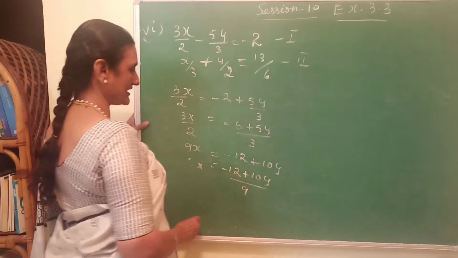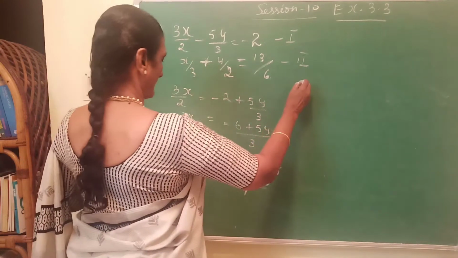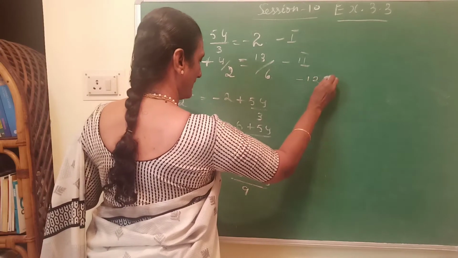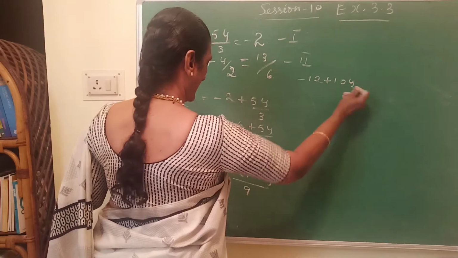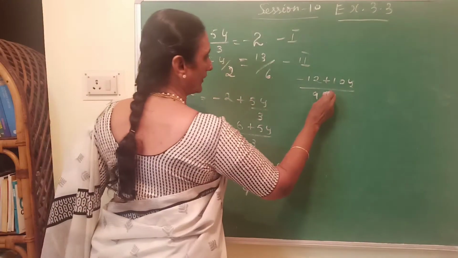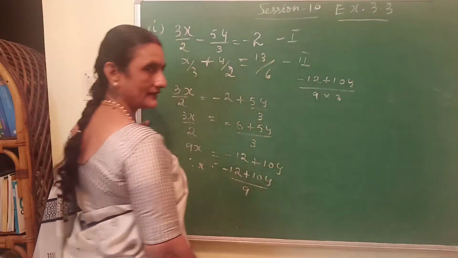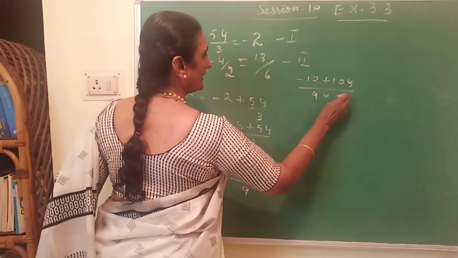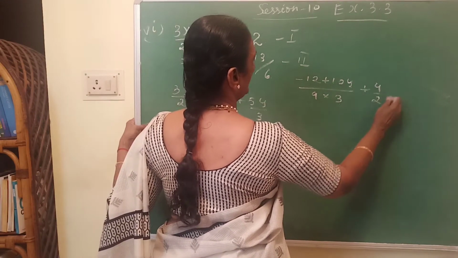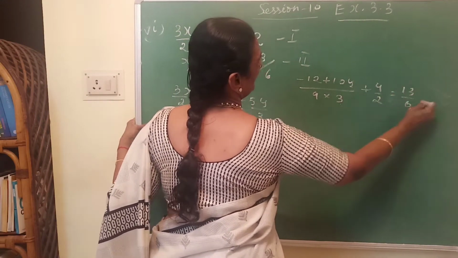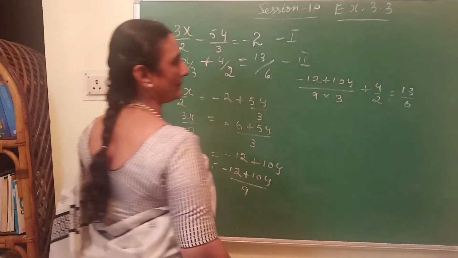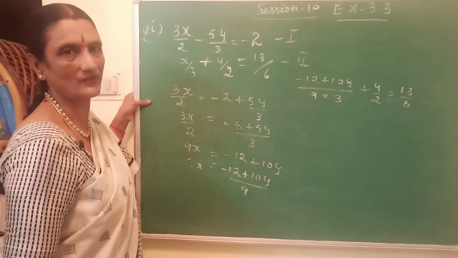So if you substitute, I get now x by 3, so minus 12 plus 10y by 9 and by 3. So we will get one more 3 here. Is that clear to you? So this 3 can be clearly written like this, and then plus y by 2 is equal to 13 by 6. This you can call equation 3, or you can even proceed without numbering also. It is not going to make much of a difference.